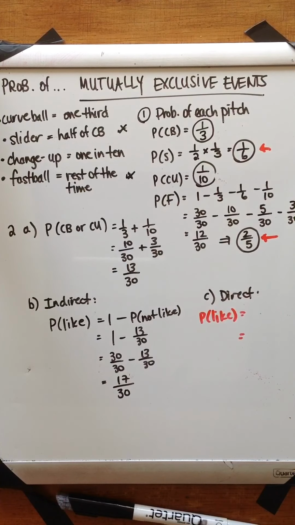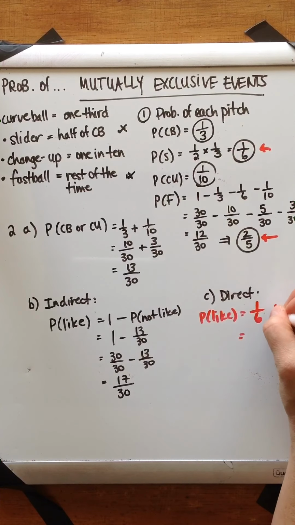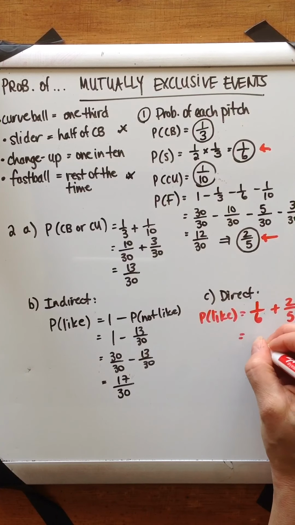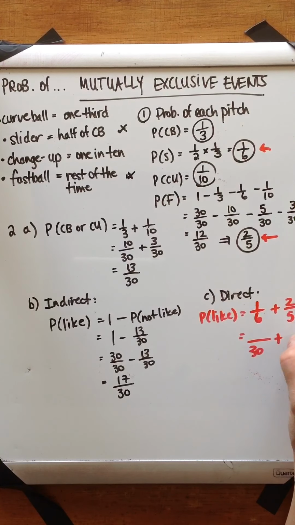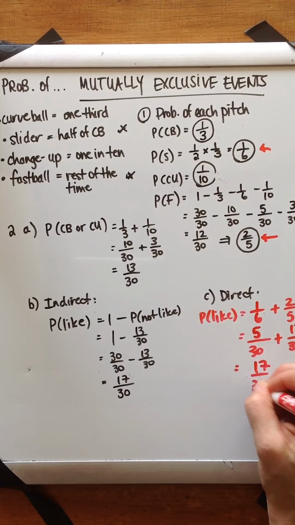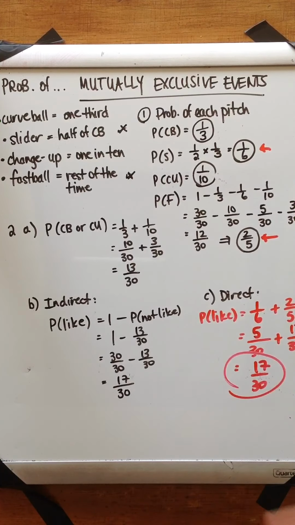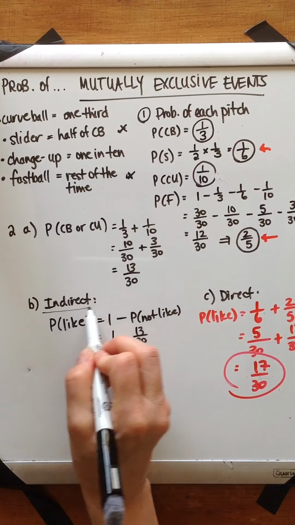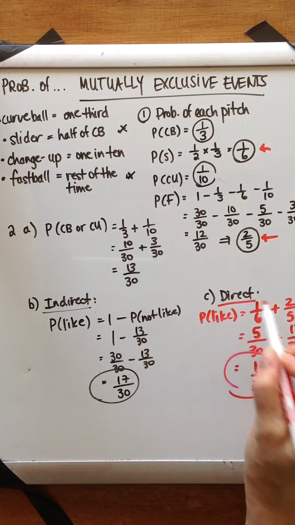So the ones I like are in red. Okay, so I've got 1/6 plus 2/5. I can convert both of those into a common denominator of 30ths, as we did up here. And we can extract those values in a similar way. So in order to get to 30ths from sixths, I have to multiply top and bottom by 5. In order to get to 30ths from fifths, I multiply top and bottom by 6, and I get 17 out of 30. So not surprisingly, these two answers are identical, whether you use an indirect method or a direct method.